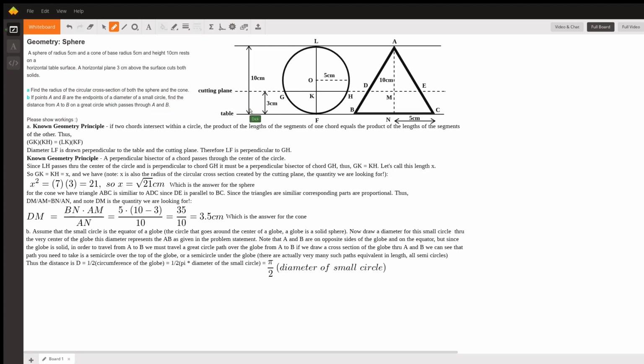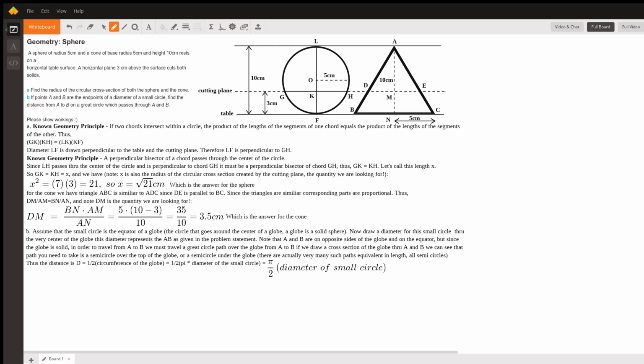As you can see, I've drawn an illustration here to illustrate the situation. Basically, I've drawn an edge view of the sphere, a globe or a ball, and a cone sitting on top of a table. The cutting plane is perfectly parallel to the table and cuts these two figures 3 centimeters above the table. So A, find the radius of the circular cross-section of both the sphere and the cone.